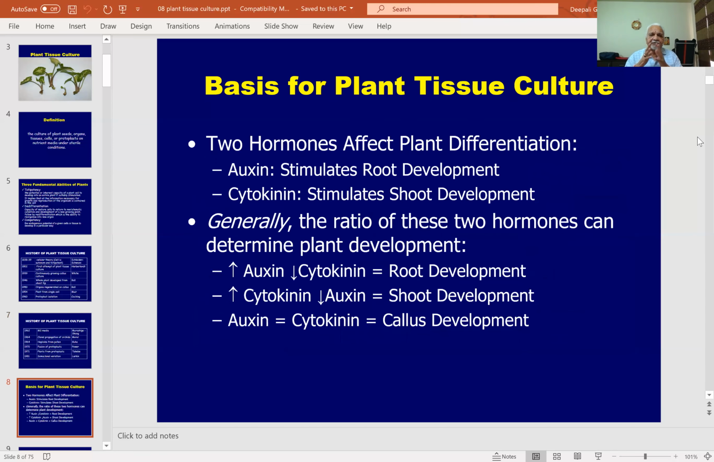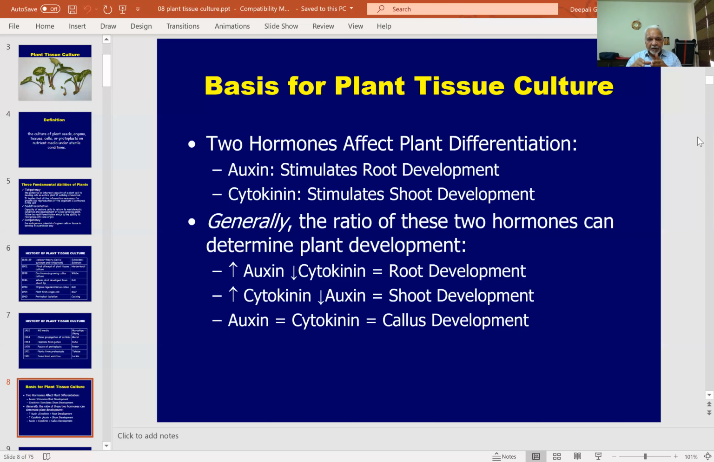Now, what is the basis of plant tissue culture that we have to understand? Basically, there are two hormones which affect plant development. One is auxin and another is cytokinin. Auxins stimulate root development, and cytokinin stimulates shoot development. And what is seen is that it is the ratio between auxin and cytokinin which decides the path of cell differentiation.